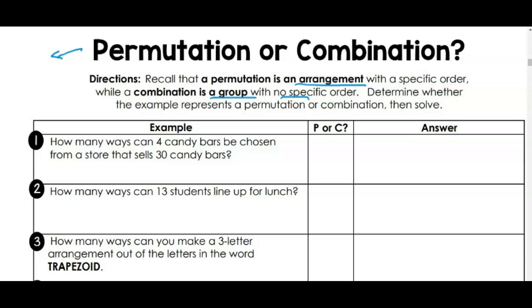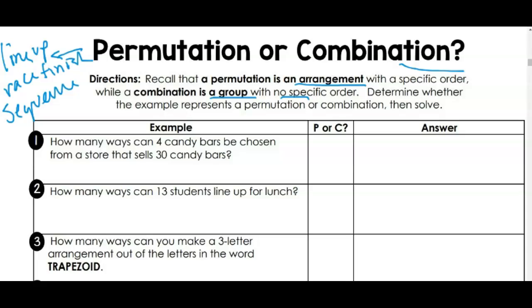We're using the items non-repeating, and we're going to look for things like arrangement. We might be looking for something that's lined up, or maybe some sort of race finish, or where different positions on a team are specific, or even where the problem asks for a sequence.